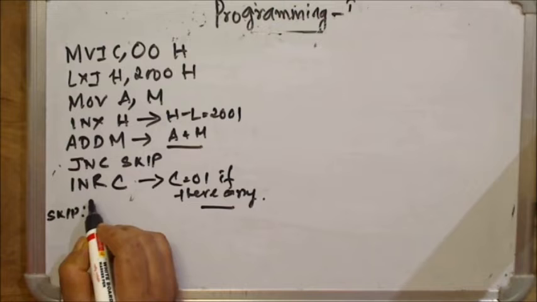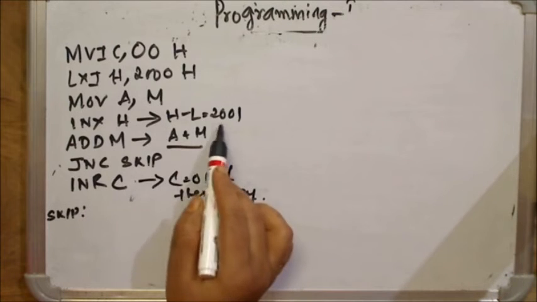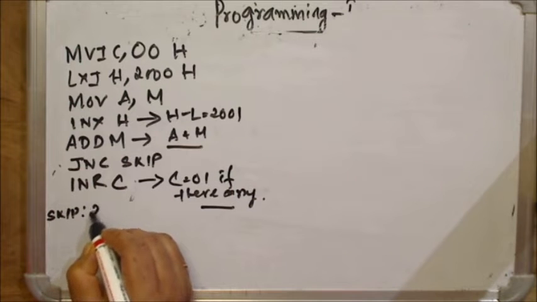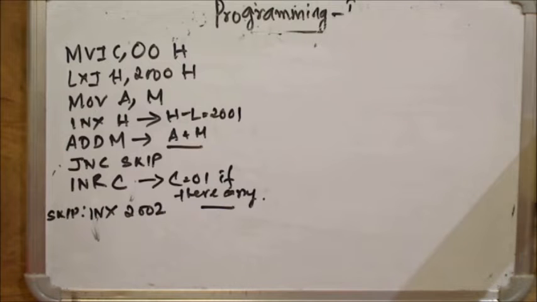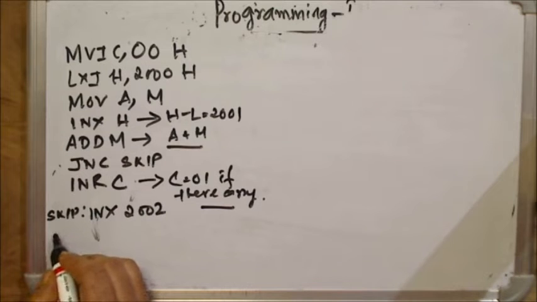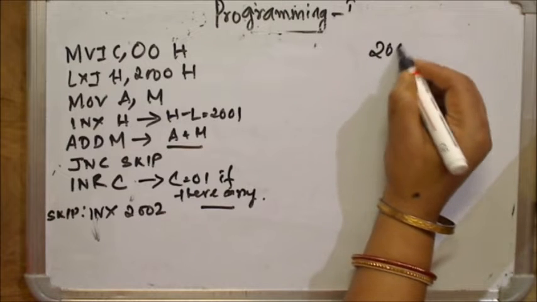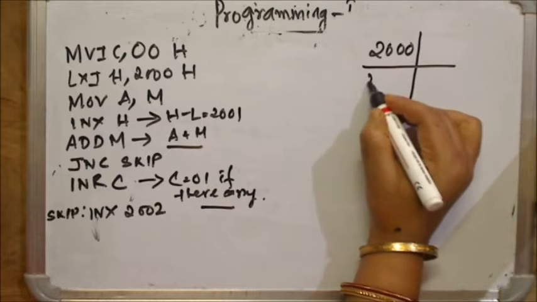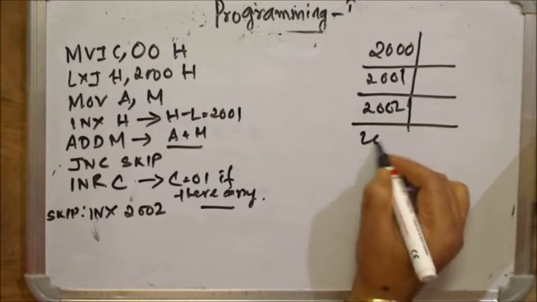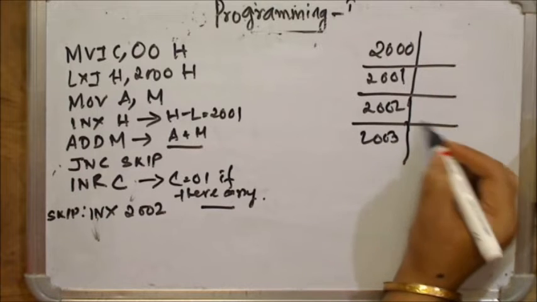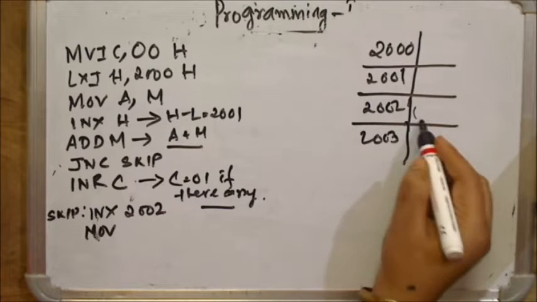After these 2 instructions, what will we do? Our HL pair was 2001. Now you have to store the sum, so you have to increment and go to the next memory location, that is 2002, to store the sum. Now which is our new M? It was 2000, 2001, 2002 and 2003. The new M is the 2002 memory location.